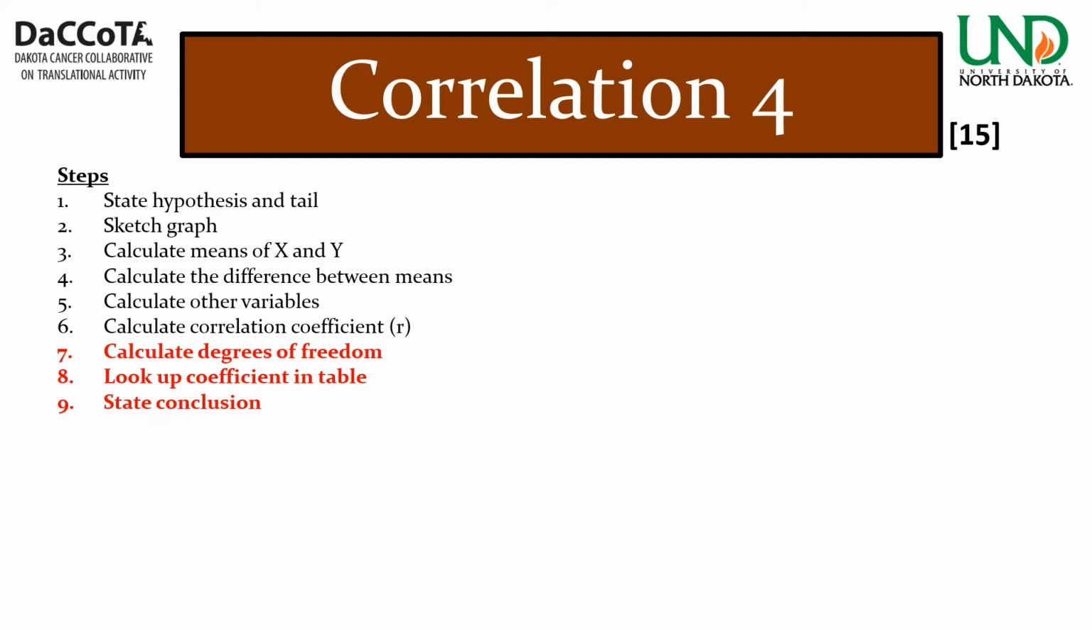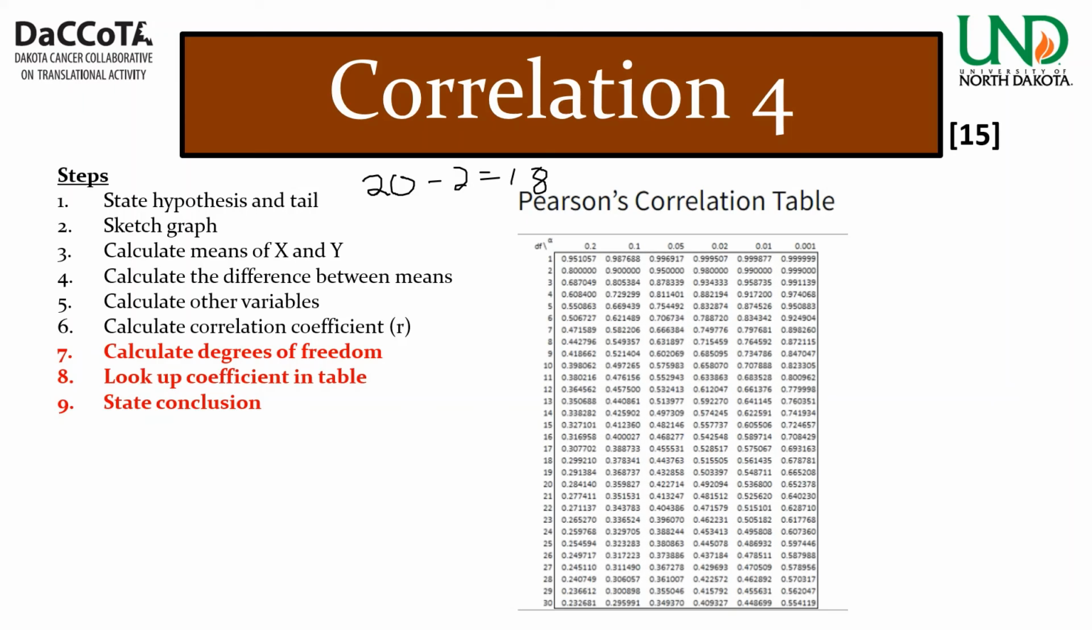We know that that's just going to be the total number of samples minus 2, so that's going to be 18. And so we look this up here. Again, we need our alpha value. That's going to be 0.05. Our degrees of freedom is 18.